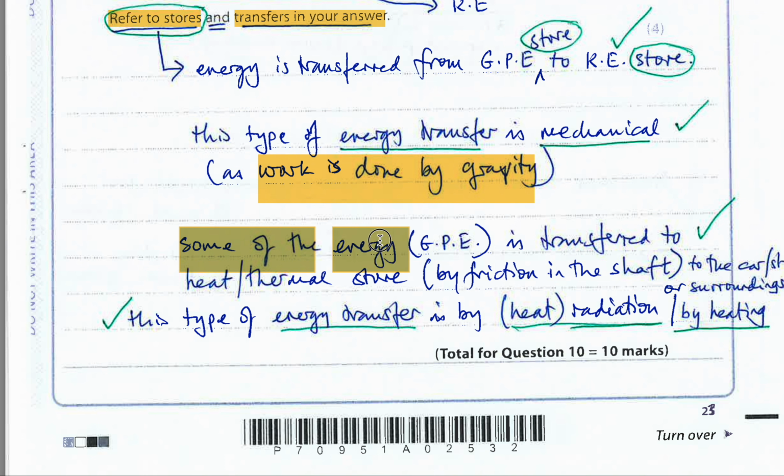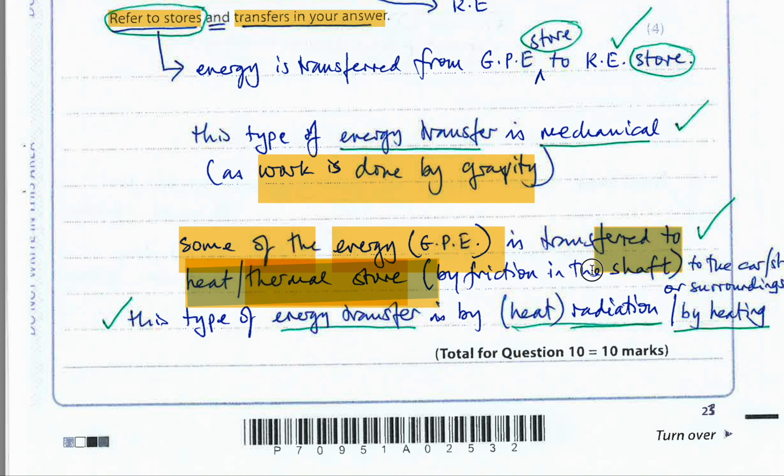So then you say some of the energy, the gravitational potential energy, is transferred to heat or the thermal energy store. So heat, the correct term for it, is thermal store. And that's by the friction in the shaft, where the car moves down the shaft. So the heat is then transferred to the car, because obviously by conduction this can happen, or to the shaft. That's what I've tried to write there.